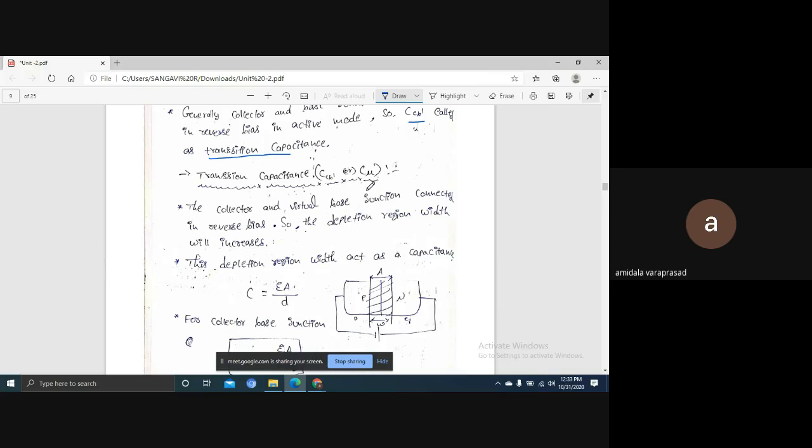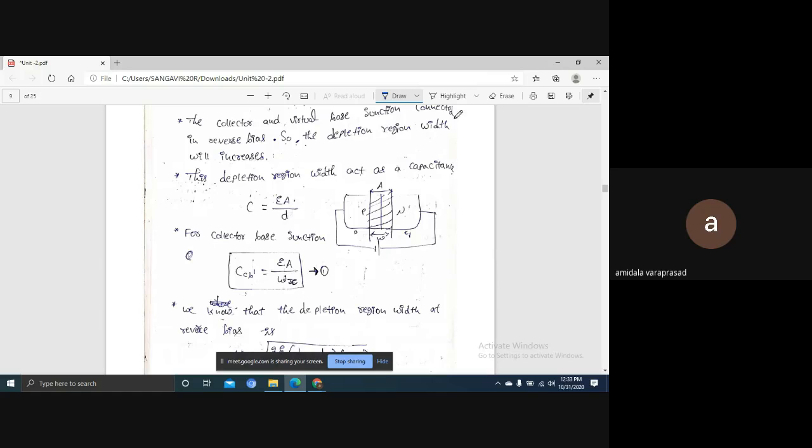Just now I said that the collector and virtual base junction is connected in reverse bias, so the depletion region width will increase. This is the base, this is the collector region. This junction is the JC junction. It is in reverse bias.